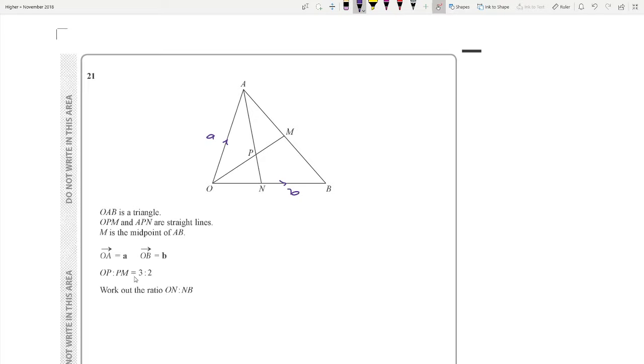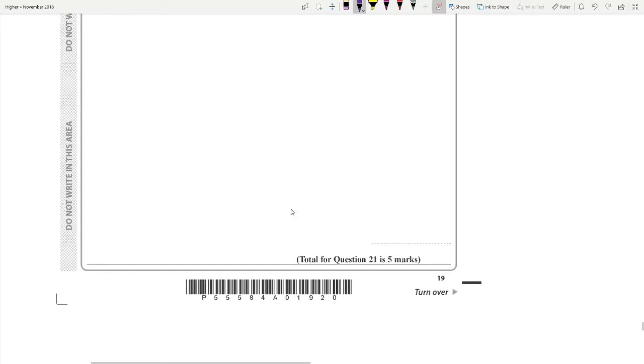Next piece of information, the ratio of OP to PM is 3 to 2. So straight away we know that O to P is going to be 3/5 of the line, and this is going to be 2/5 of the line. I'll just add that for now. OP is 3/5 and PM is going to be 2/5. Work out the ratio ON to NB. How many marks is this? This is worth 5 marks.